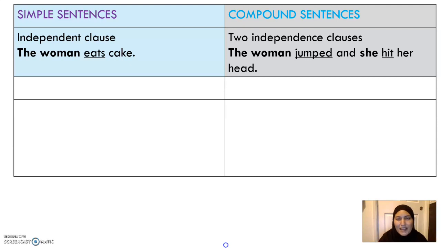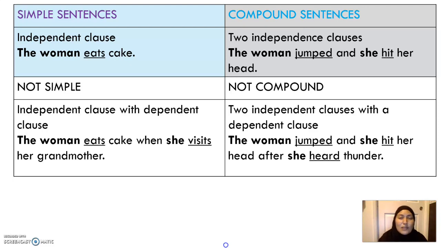Okay, I'm going to go down here so I have more space up here to go over this chart with you. So we have simple sentences and compound sentences. We're going to go over a last review to make sure we understand the difference between simple sentences, compound sentences, and the different types of clauses in both of them. So here we have an example of a simple sentence, and it has an independent clause only. We have an example of a compound sentence, and these always have two independent clauses. We also have examples of what are not simple sentences and what are not compound sentences.